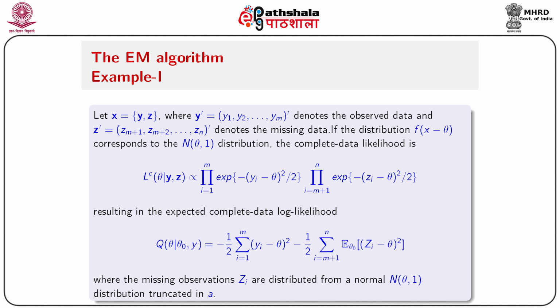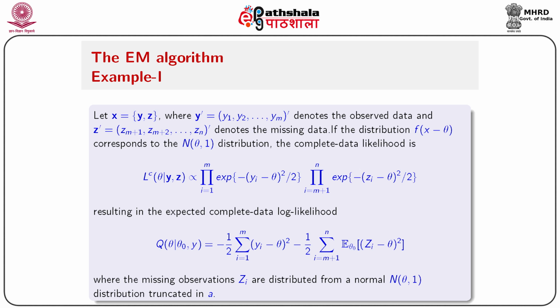An example will make the algorithm clear. I am using one example. Let x equals (y, z), where y equals y1, y2, up to ym denotes the observed data, and z equals zm plus 1, zm plus 2, up to zn denotes the missing data. If the distribution of x minus theta corresponds to a normal(theta, 1) distribution, the complete data likelihood is this. Easily it can be shown that the complete data likelihood has a form like this: the first part is for the observed data and the second part corresponds to the missing data.